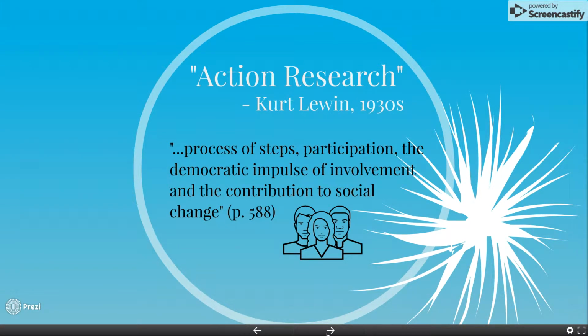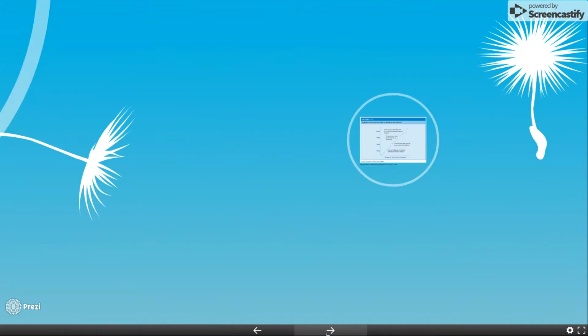Action research was first used as a term by Kurt Lewin in the 1930s when examining citizen group processes to develop an approach to research. It introduced the ideas of a process of steps, participation, and the democratic impulse of involvement and contributing to social change.